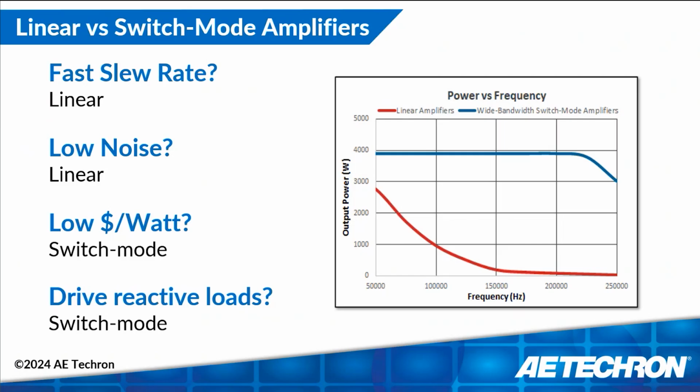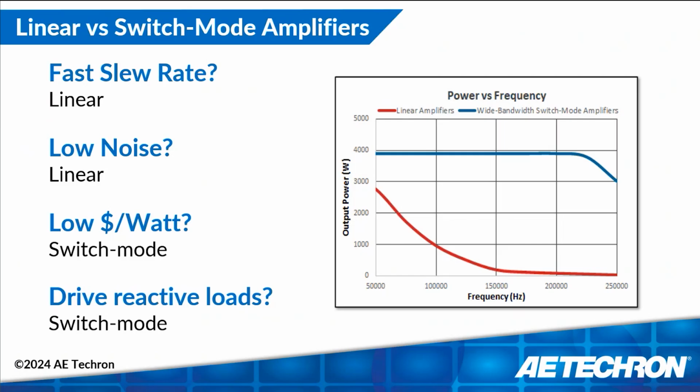That's what you see here in this chart. Look at the two lines. The top line is a switch mode amplifier, and the bottom line is one of our linear amplifiers driving the same load. And you can see that same thing. That line starts to fall right off because that linear amplifier was getting hotter and hotter and hotter because it was a reactive load. But switch mode amplifiers run differently.